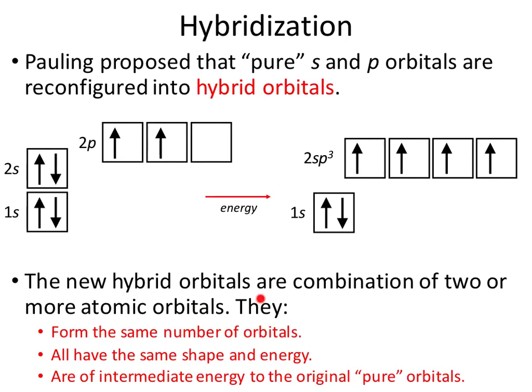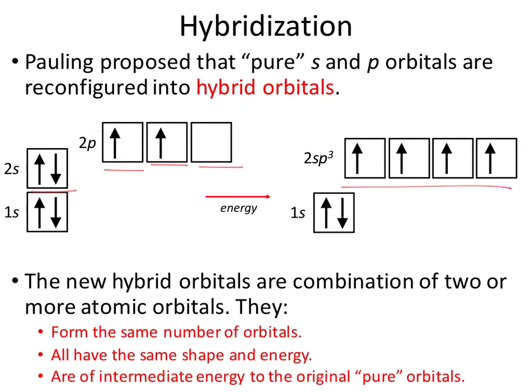So these new hybrid orbitals, they're interesting because they form the same number of orbitals. What that means is that we have 1, 2, 3, 4, and here we have 4 orbitals as well. So we're not creating any new orbitals, we're just reconfiguring the ones that we have. So remember, that means that we can't hold more or fewer electrons, we can hold the same amount of electrons as we did before. The difference is that they all have the same amount of energy.